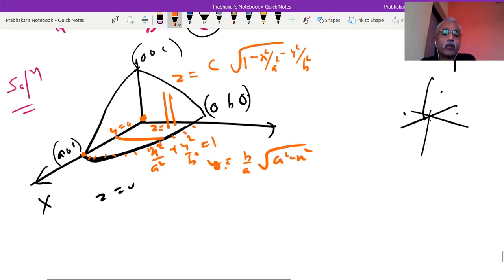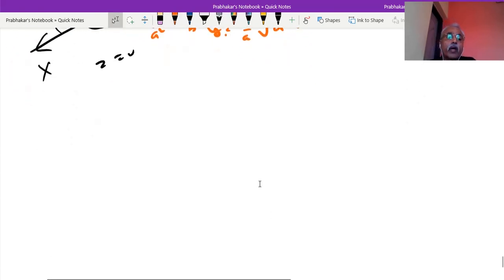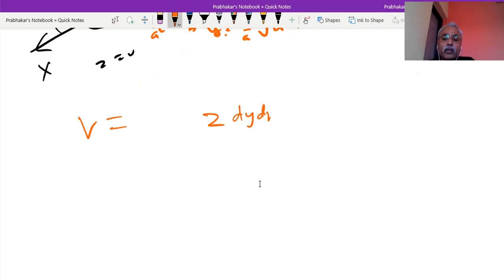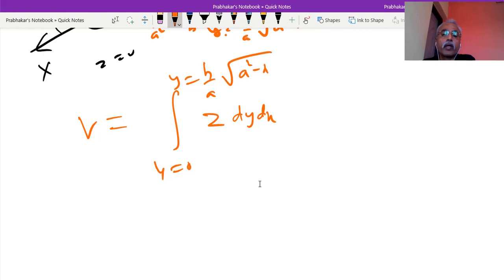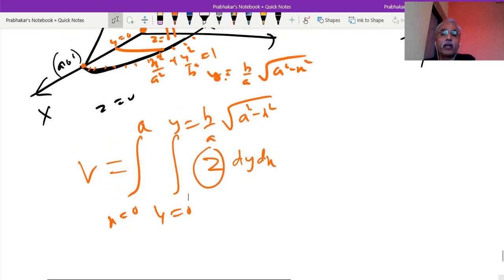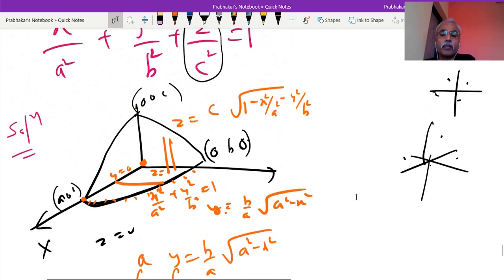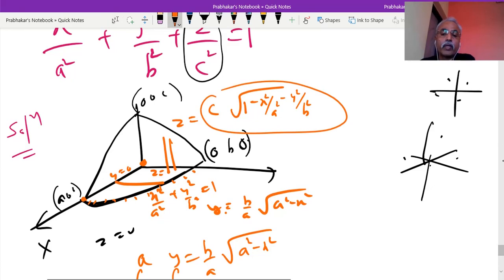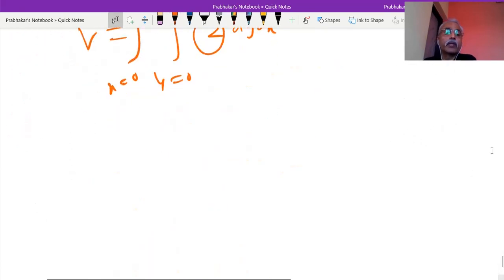Everything is set. The only thing is we have to find volume equal to the integral of z dx dy or dy dx, and y is 0 to b by a square root of a square minus x square, x equal to 0 to a, and this z is already found, which is the upper height minus the lower height. Upper height is the ellipsoid, which is this, minus 0. That z we have to substitute because it is a double integration.